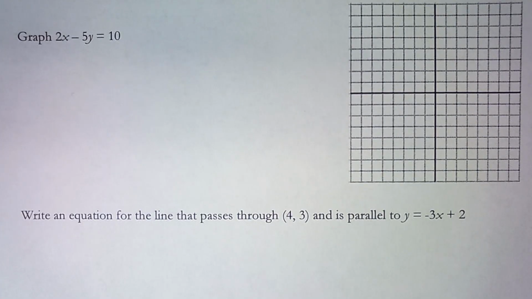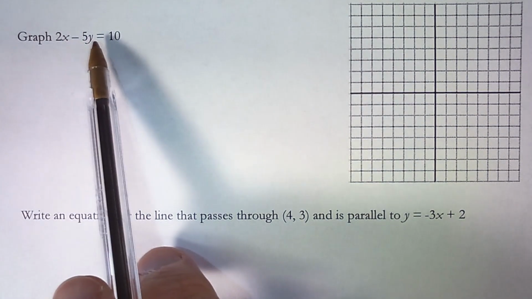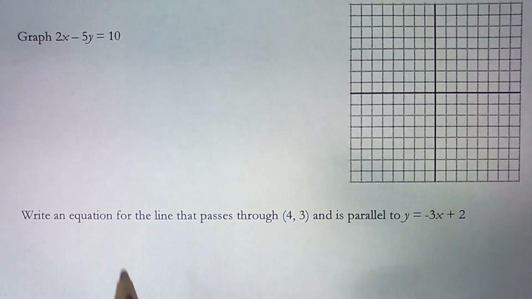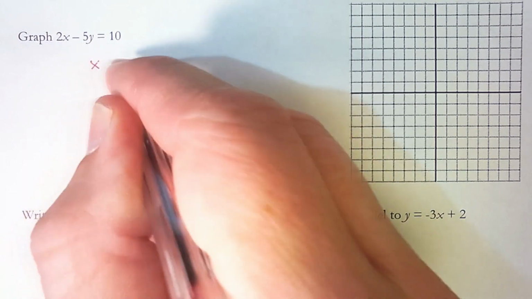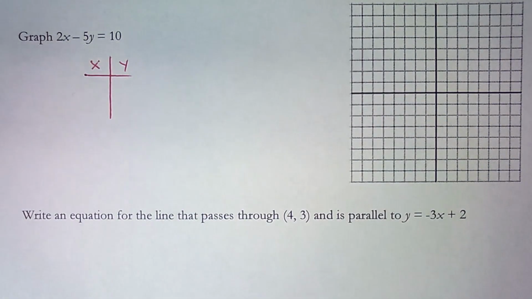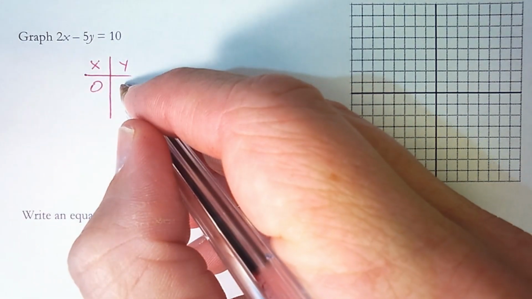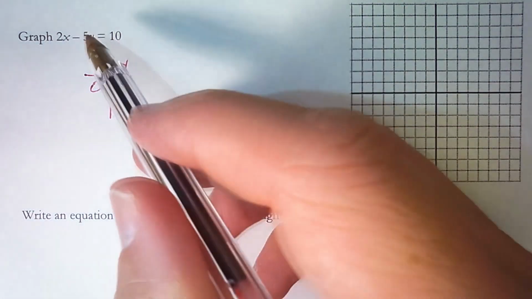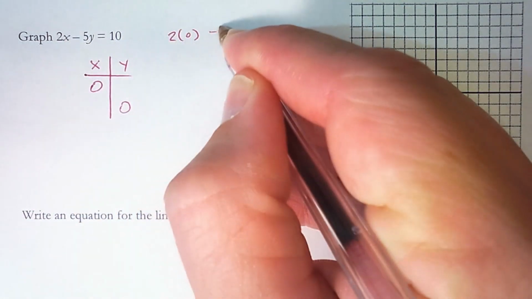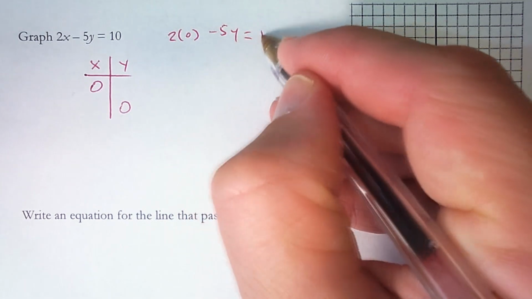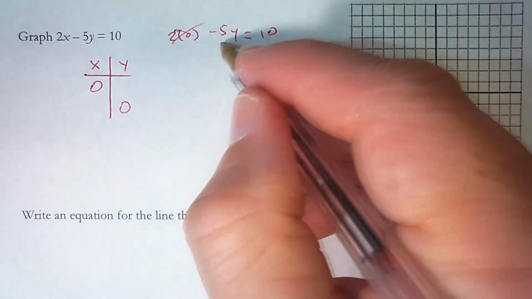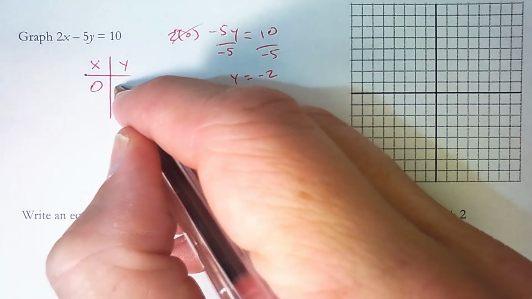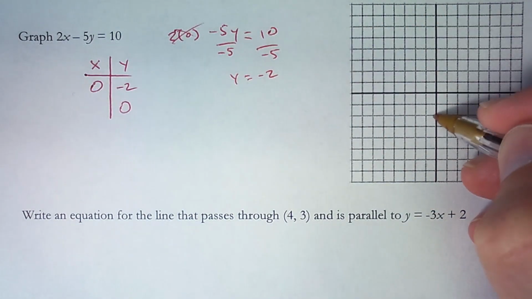All right, next we are going to graph 2x minus 5y equals 10. So we're starting in standard form, and I think the easiest way to graph this is to set up a t-chart, and we're going to find out when x is 0, what is y, and when y is 0, what is x. So if I put in a 0 for x, I have 2 times 0 minus 5y equals 10. And 2 times 0 is 0, so I can divide by -5, and I get y is -2.